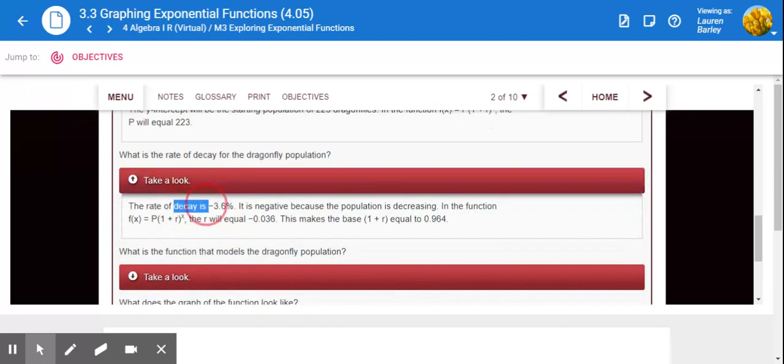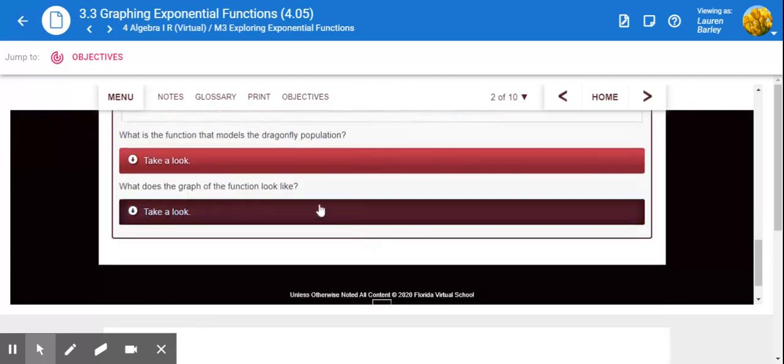Well, it's decaying by 3.6%. So remember, we take that 3.6, divide it by 100, and we get 0.036. But it's negative because it's decaying. So we have 1 minus 0.036, which gives us this number, 0.964. Now notice how that number is less than 1, between 0 and 1, so it's a decay.